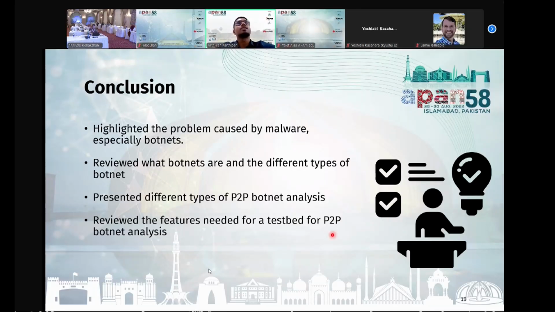So I'd like to conclude today's presentation by highlighting what we have covered so far. The first one is we have highlighted the problem caused by malware, especially botnets. We have also reviewed what botnets are and the different types of botnets. And we have seen the different types of peer-to-peer botnet analysis. And finally, we have reviewed the features needed for a testbed for peer-to-peer botnet analysis. I would also like to mention that this is a very high-level presentation, and currently we have work in progress for deploying the testbed as well.